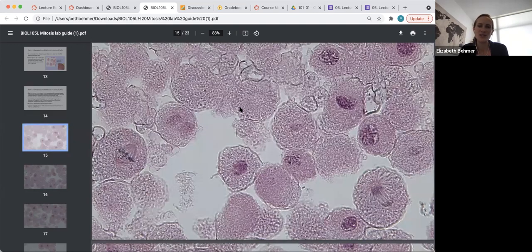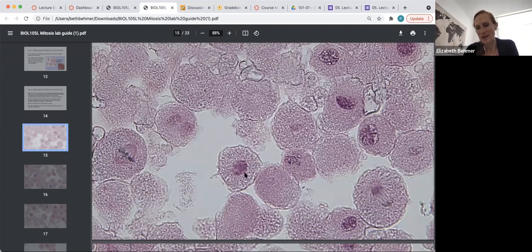So for example, here's a look at a whitefish blastula slide, and we see lots of different cells here, and you see cells in different parts of mitosis. So for example, where my cursor is, this is a cell in metaphase because you see the DNA nicely lined up along the equatorial plane. Here is a cell where my cursor is in anaphase because you see the DNA being split apart.